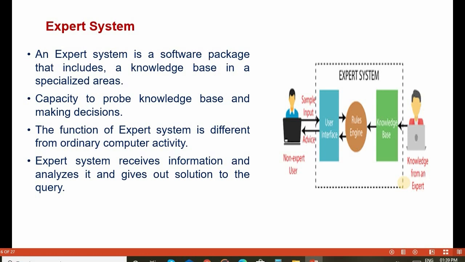The function of an expert system is different from ordinary computer activity. An expert system receives information, analyzes it, and gives out a solution to the query. For each and every query or problem, the expert system receives the information and goes through various types of analysis to find the solution for the particular problem or query.